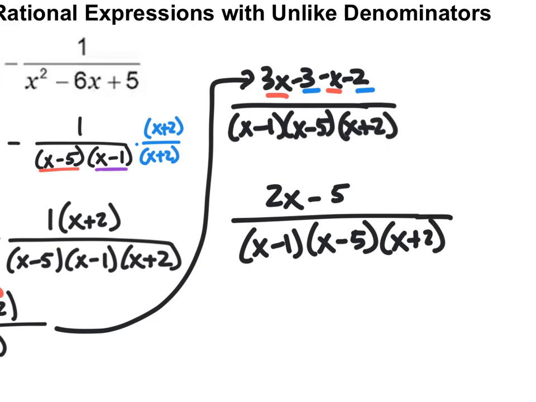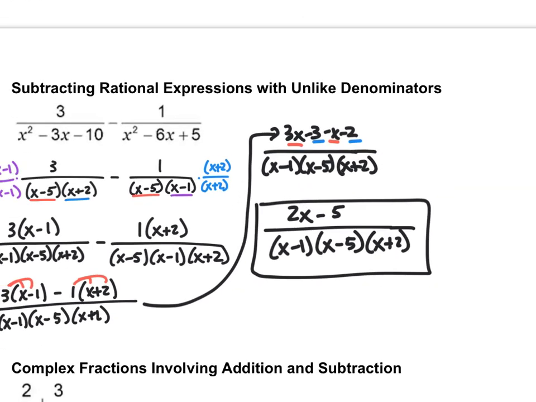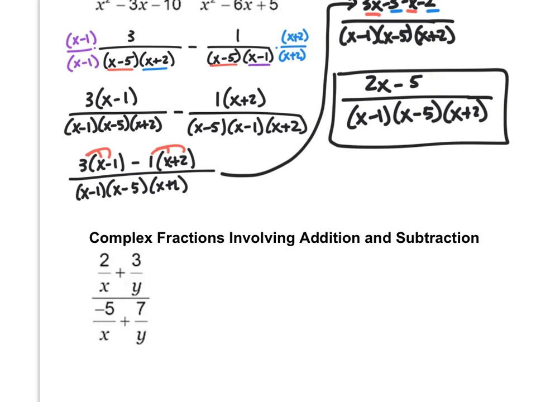Then you'd look to see, once you combine your like terms up here, can I factor anything out and will it divide out? In this case, no. 2 and 5, I can't factor anything out of that, so I can't divide anything out. So that is my final answer. It is a bit tedious, but it is important that we know how to do this.